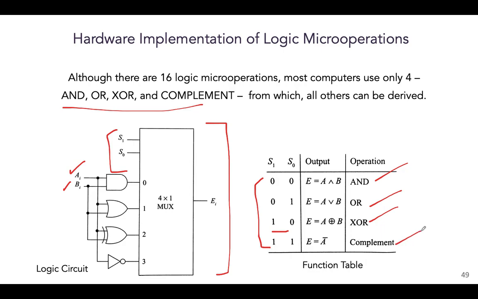In case of 1 1 it only needs one input from you, not two. So this logic circuit will be able to perform the four basic logic microoperations that are required, and all others can be simply derived from these.